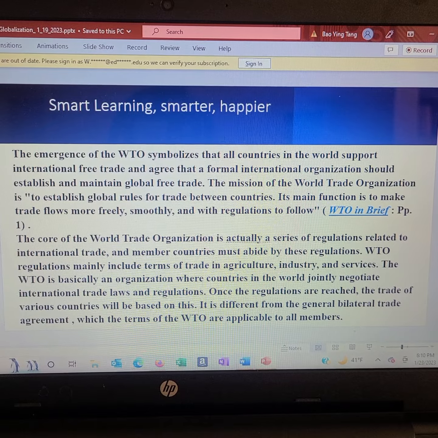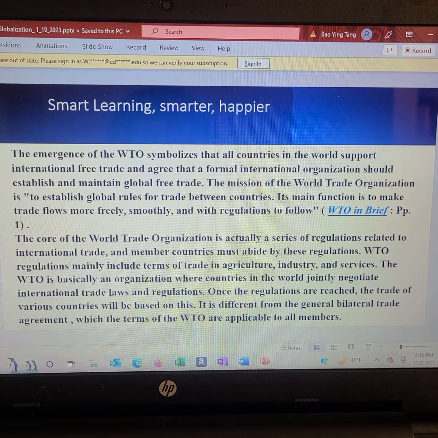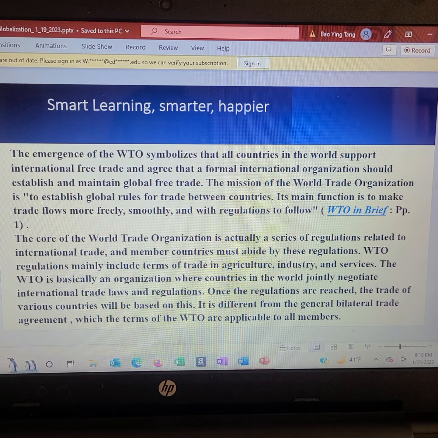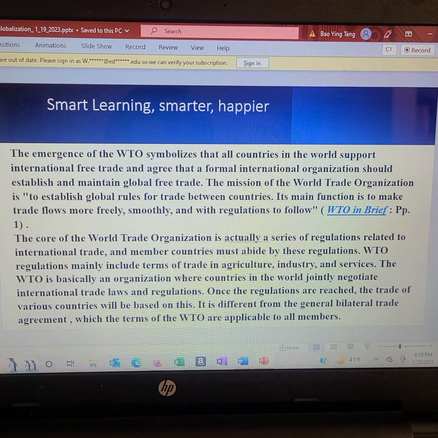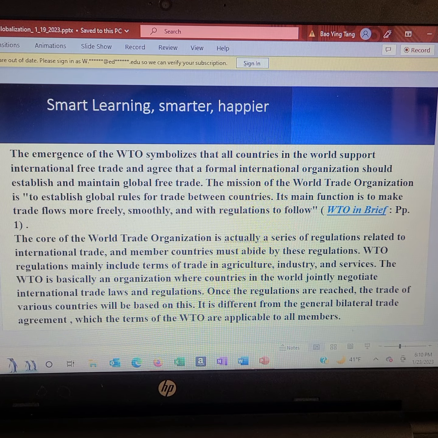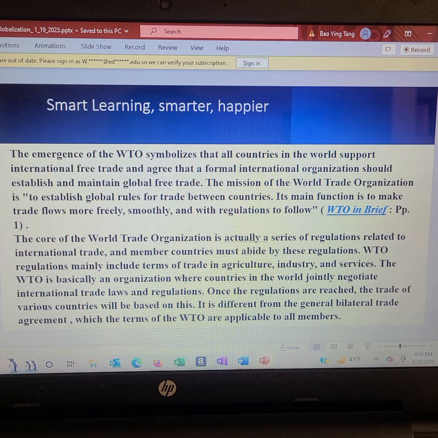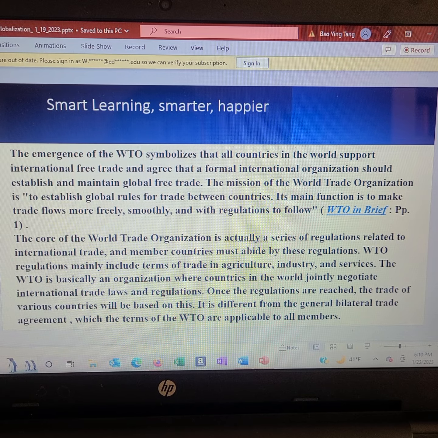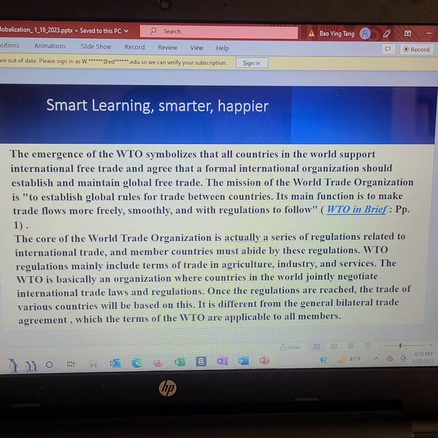The emergence of the WTO symbolized that all countries in the world support international free trade and agree that a formal international organization should be established to maintain global free trade. The mission of the World Trade Organization is to establish global rules for trade between countries. Its main function is to make trade flow more freely, smoothly, and with regulations to follow.